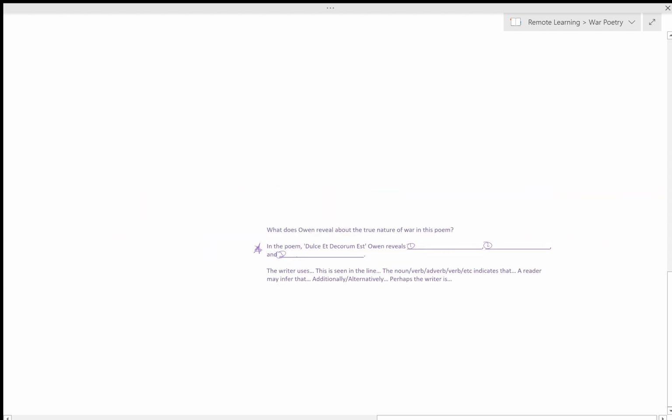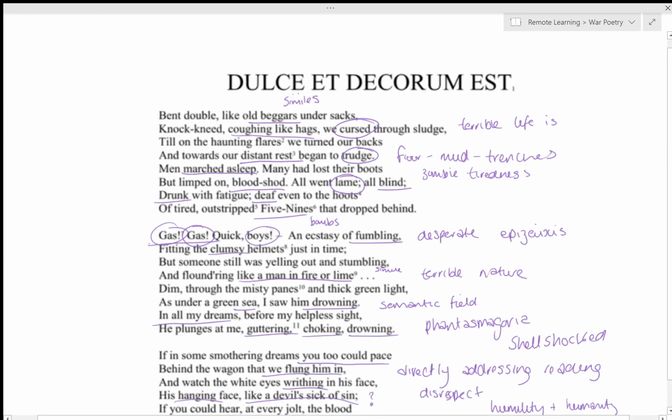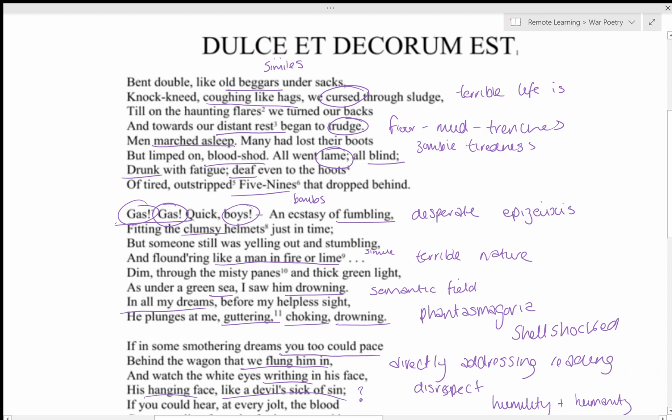If I give you an example of what I mean, if we look at the first stanza, I'll just read it to you. Bent double, like old beggars under sacks, knock-kneed, coughing like hags, we cursed through sludge, till on the haunting flares we turned our backs, and towards our distant rest began to trudge. Men marched asleep. Many had lost their boots, but limped on, blood-shod. All went lame, all blind, drunk with fatigue, deaf even to the hoots of tired, outstripped Five-Nines that dropped behind. So that's that first stanza.